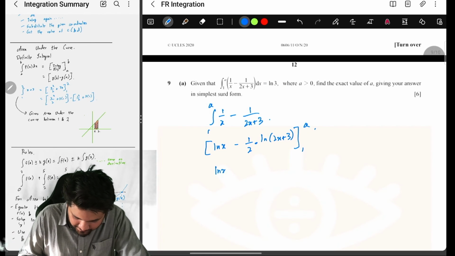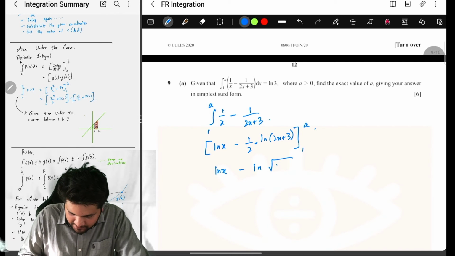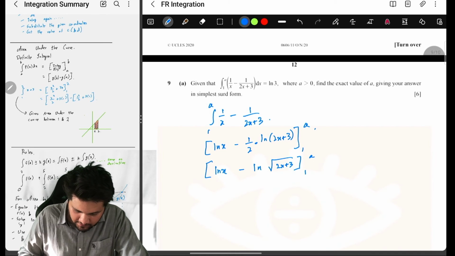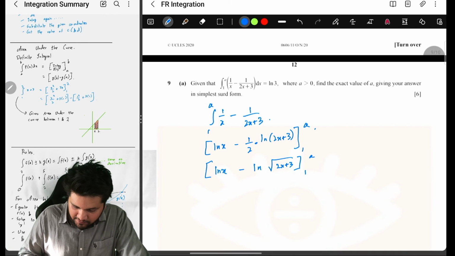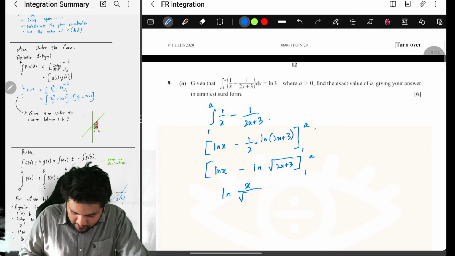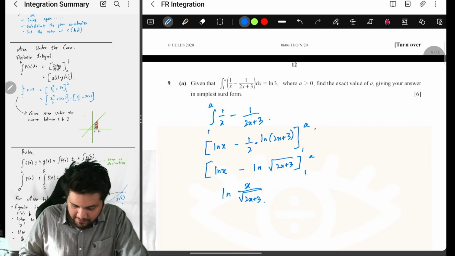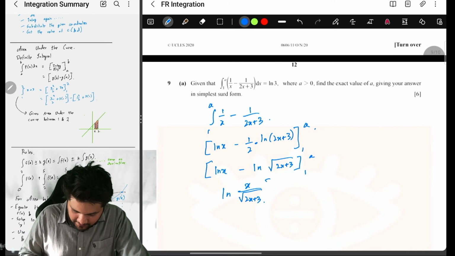So it's going to be ln x minus ln root 2x plus 3, again from 1 to a. This is nothing but, ln a minus ln b is nothing but ln a by b, so ln x by under root 2x plus 3. Yeah, makes sense. And again from 1 to a.